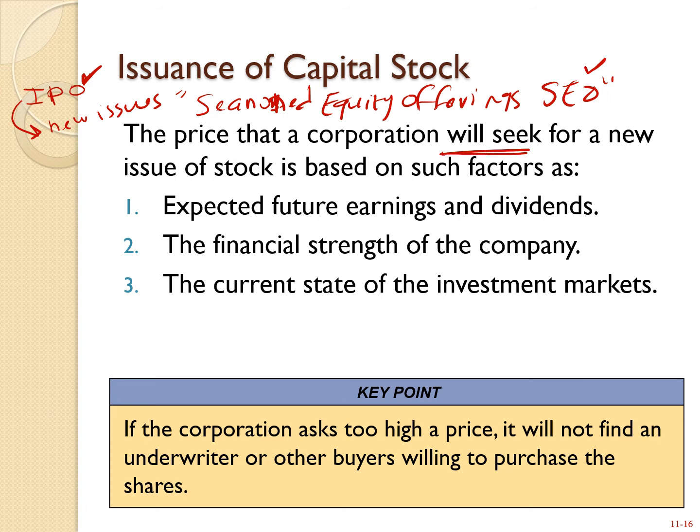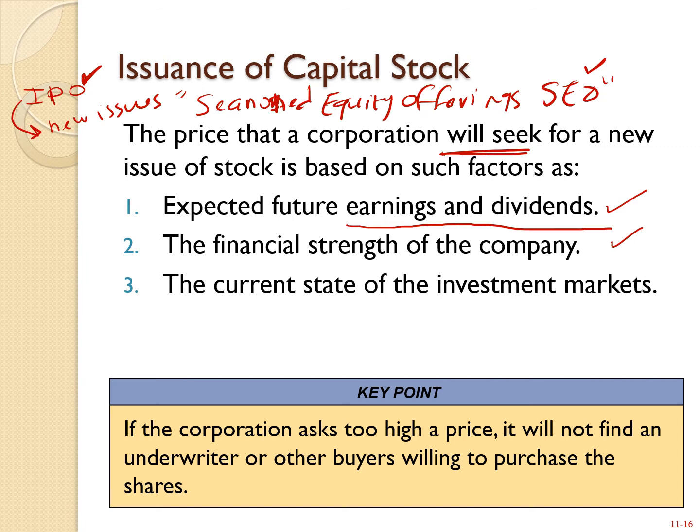So the price that a corporation will seek from a new issue of stock, or an SEO, in other words, is based on factors such as expected future earnings and dividends. So if the company is doing well and the expected future earnings and dividends meet the expectations, at least, of the investors, then the price will be a good price, the issue price. The financial strength of the company: if the company has been doing well so far and it's financially healthy, then also the price will be close to the trading price.